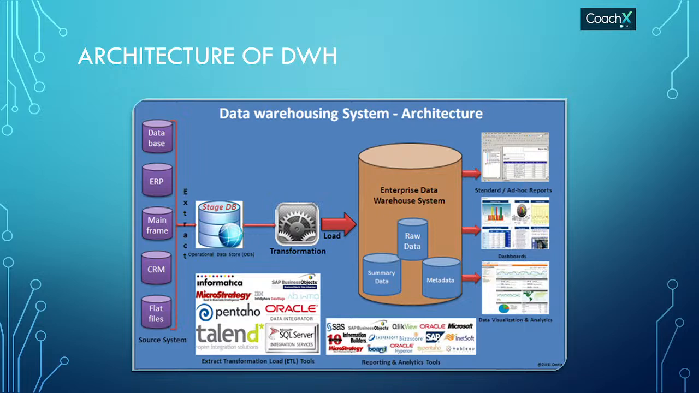Now, it also has some models. A data warehouse has models called the virtual warehouse, the data mart, and the enterprise warehouse. The virtual warehouse is a view over an operational data warehouse. It is easy to build a virtual warehouse because it requires excess capacity on the operational database servers.